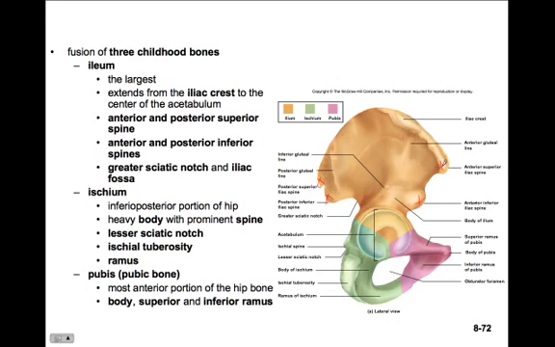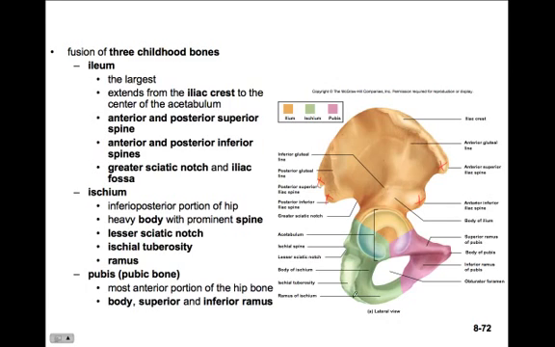So the anterior superior iliac spine, this is the one that's highest and on the front side. And then we have the posterior superior iliac spine because it's the highest one on the posterior side. Then we have the anterior inferior iliac spine and the posterior inferior iliac spine. We can feel the anterior superior iliac spine quite clearly when we look for our hip bones.